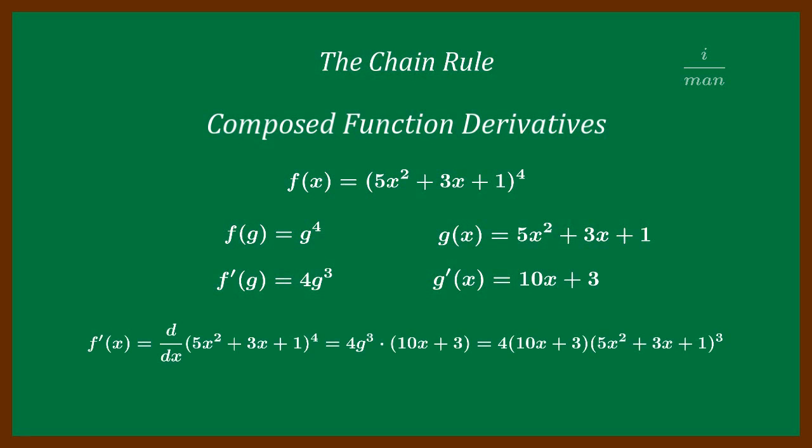So by the chain rule, f prime of x is 4g cubed times the expression 10x plus 3, which is the same as 4 times the expression 10x plus 3 times the expression 5x squared plus 3x plus 1 all cubed.